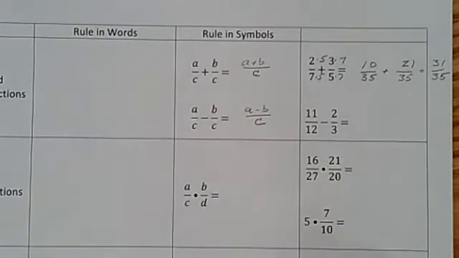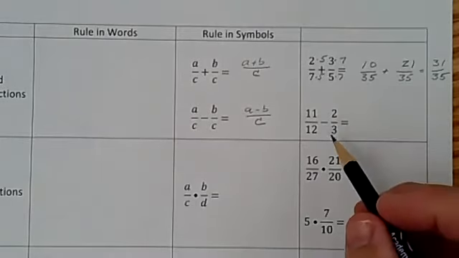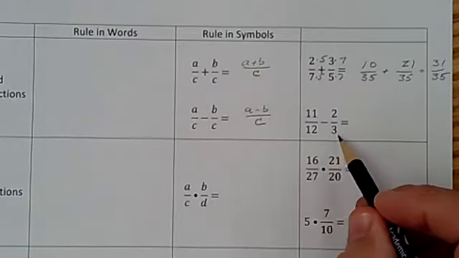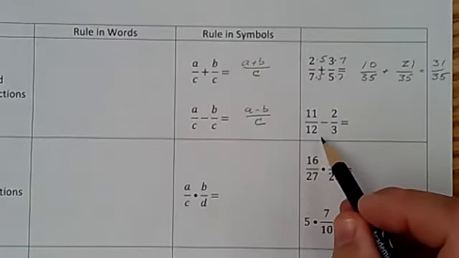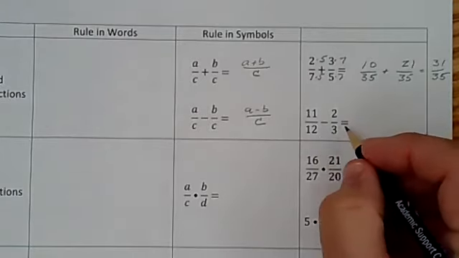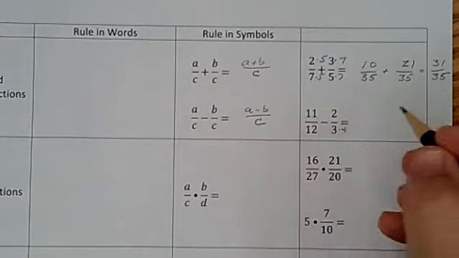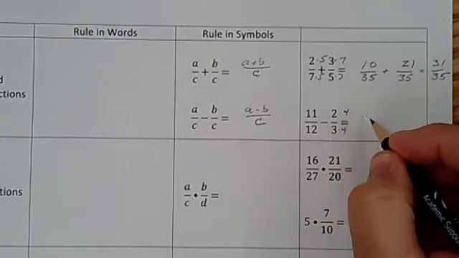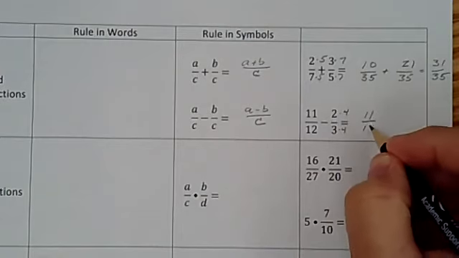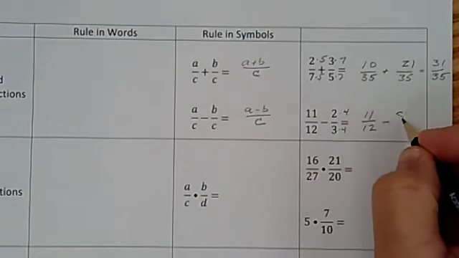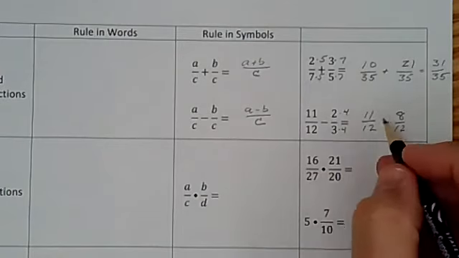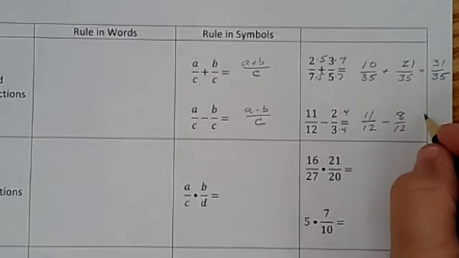In the second problem, we have a subtraction, and notice that the 12 is actually a multiple of 3. And so to arrive at a common denominator, all we have to do is multiply the 3 times 4. And again, we do the same thing to the numerator. And then simply do the subtraction operation in the numerator.